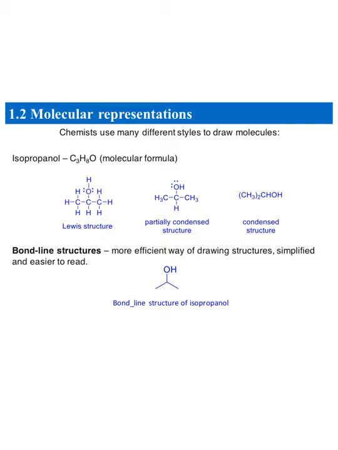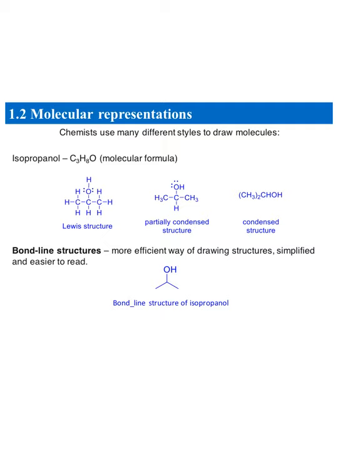Chemists use many different styles to draw molecules. Let's consider the structure of isopropanol with the formula of C3H8O. The very first structure is the Lewis structure. We just reviewed how to draw Lewis structure. So in the Lewis structure, we draw all the atoms and all the bonds, as you can see here.